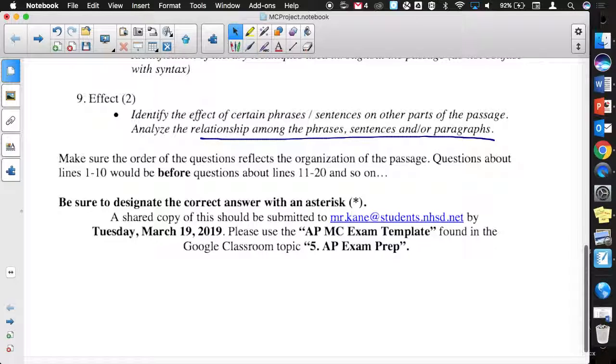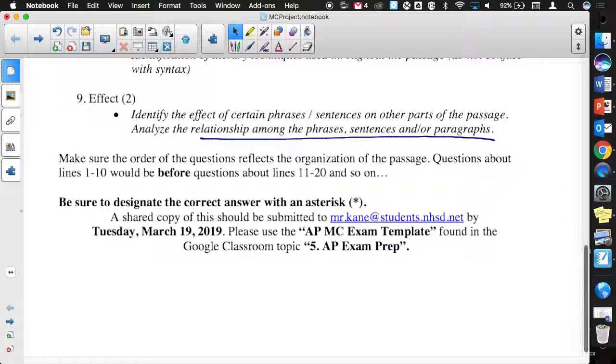So sometimes people could do something like, what is the effect of the second paragraph in relation to the first paragraph? Possible answer could be the first paragraph introduces a definition, the second paragraph provides an explanation. The second paragraph emphasizes the contrast presented in the first paragraph. So you're taking a look at how bits and pieces work together.